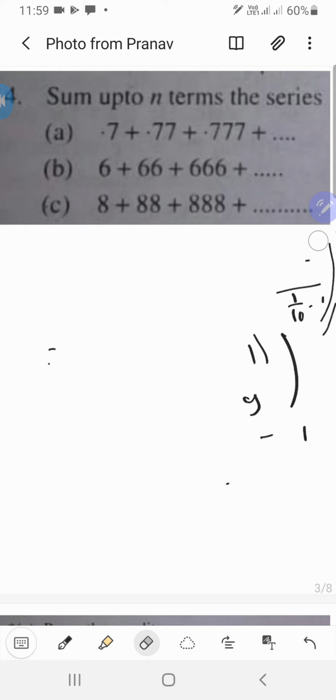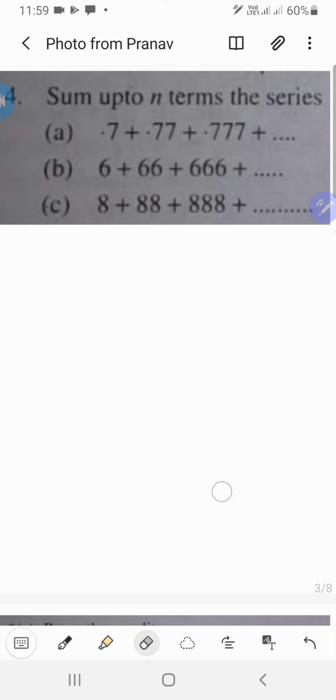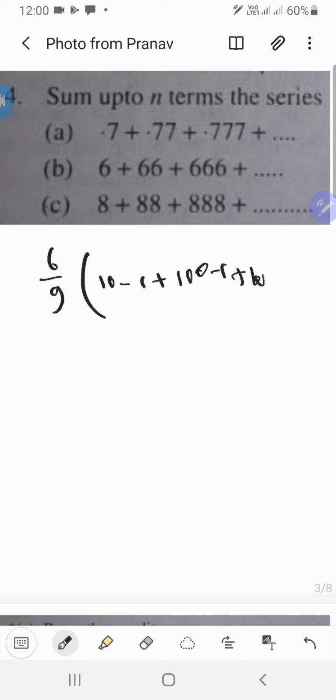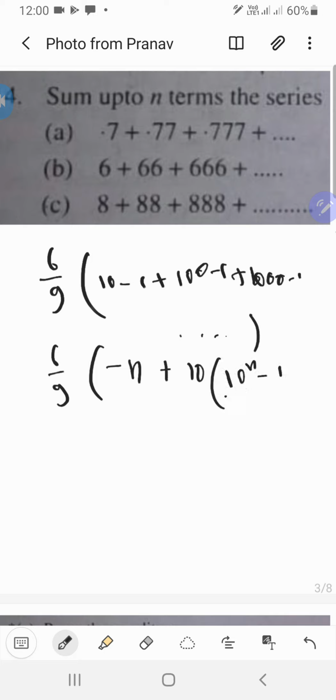Obviously there are no options in this, so we can't verify if it is correct or not. Okay, so B is 6 plus 66 plus 666, and it keeps on going like that. So this is nothing but 6 by 9 of 9 plus 99 plus 999, which is nothing but 10 minus 1 plus 100 minus 1 plus 1000 minus 1, and it keeps on going till n terms. That's 6 by 9 of, how many minus 1s do you get? Obviously n of them, so minus n, plus this is a GP with the first term 10, the ratio 10, so (10 to the n minus 1) upon (10 minus 1), which is 9.